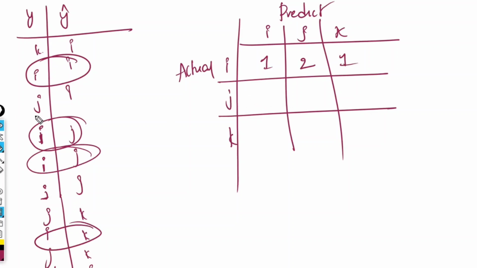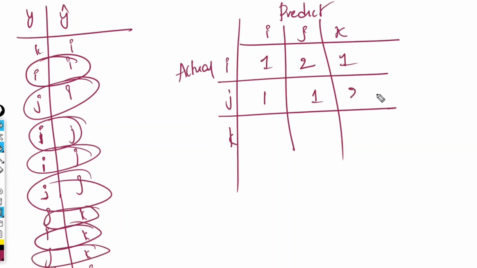Now, next. Actual J and predicted I: only 1. Now, actual J, predicted also J: this is the 1. Actual J, predicted K: 1, 2. Actual K, predicted I: 1 and 2, 2 are there. Actual K and predicted J: J is not there, 0. Actual K, predicted K, 0. Confusion matrix completed.